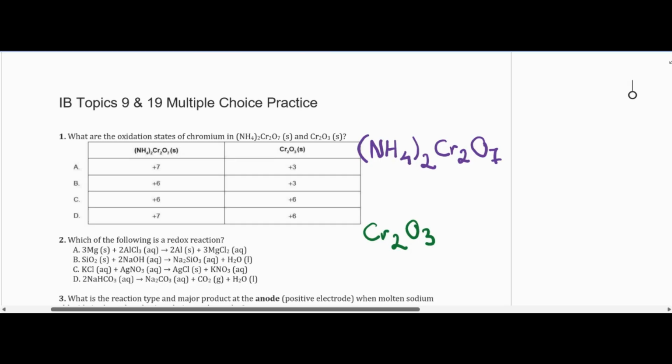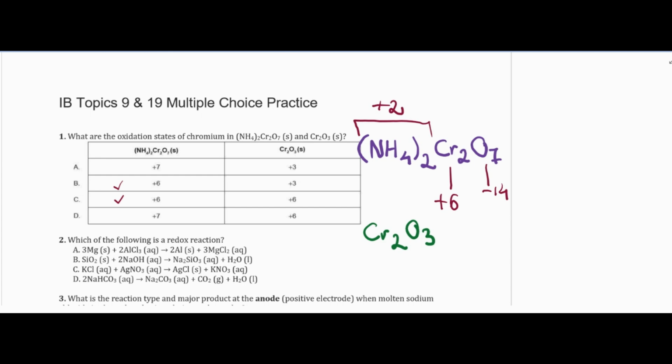Let's have a look. Question 1. What are the oxidation states of chromium in these two compounds? We're looking at the first one. O is -2 times 7, that's -14. This here is the ammonium ion, which is +1, so in total it will be +2, which would make this chromium +6, since we're trying to get to 0, as this is a neutral compound.